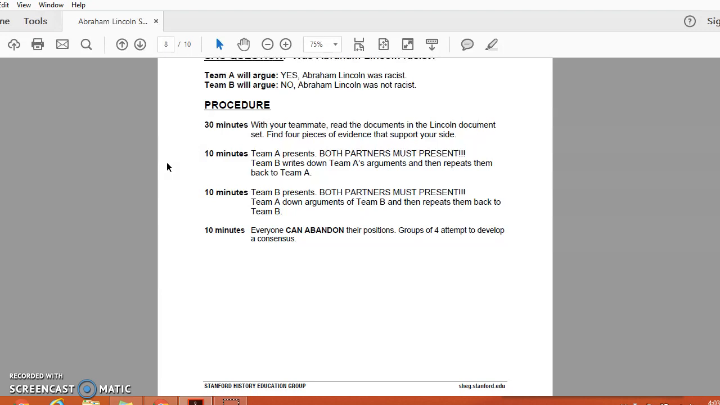And then the opposite. So Team B presents. Both partners must present. Team A writes down arguments and then repeats them back to Team B. At the end of class, everyone can abandon their positions. And with that, the groups of 4 will attempt to develop a consensus.